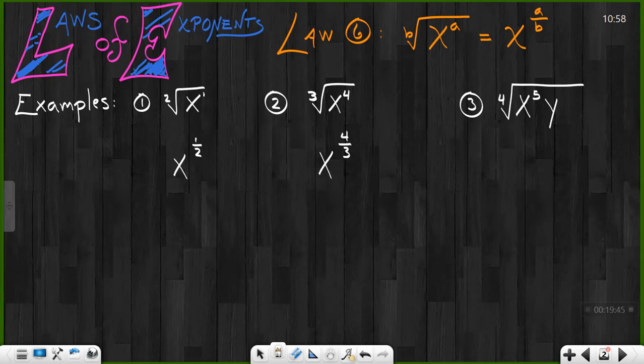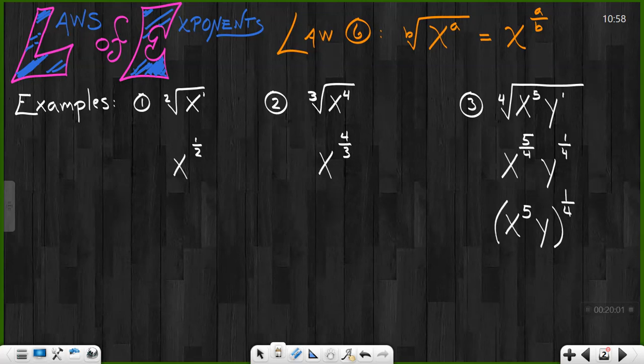Take a look at this one. Just apply it to both. Keep the 5 as my numerator and make the 4 my denominator. And in the y, keep the 1 as my numerator and make the 4 my denominator. An alternate way to write this would be taking the entire group to the 1/4. That'd be another way to write it as well.